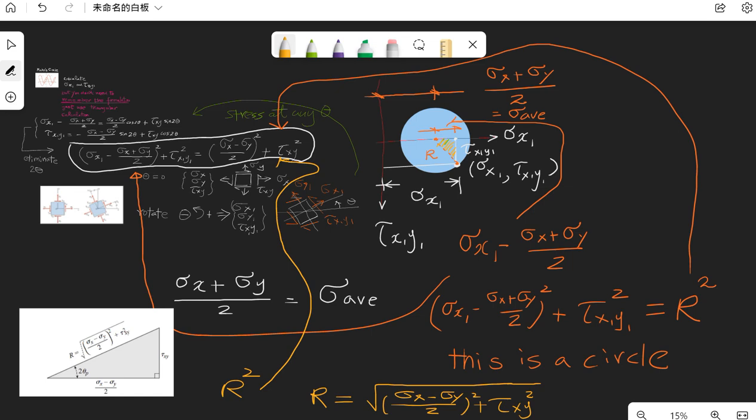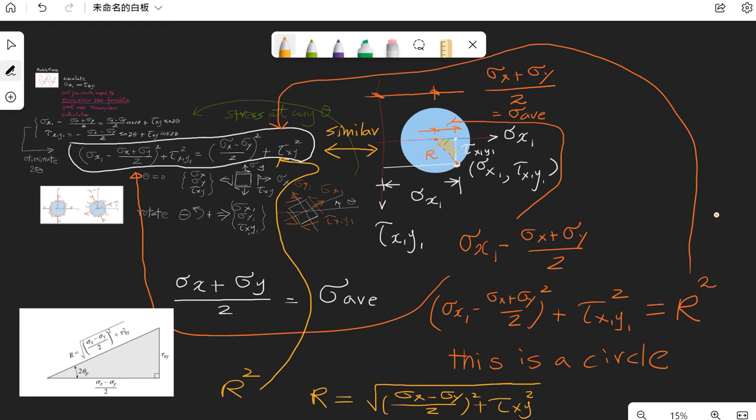So that means any point around this circle is all the same as the formulation. That is the idea: any point around the circle is similar to this formulation. So we call this a Mohr circle.